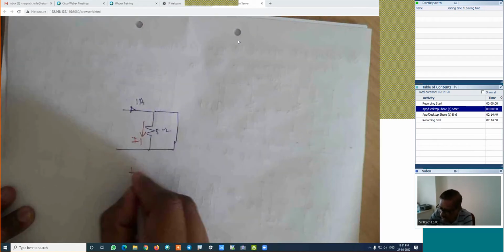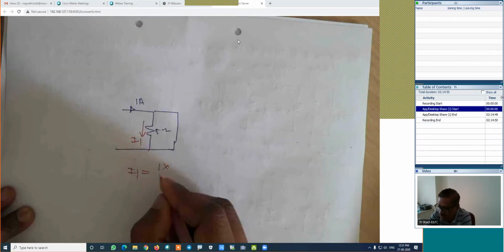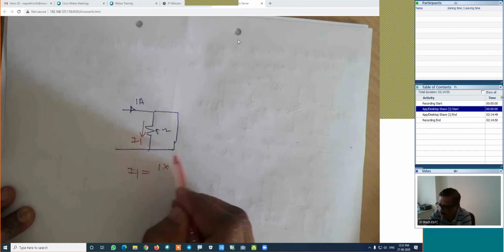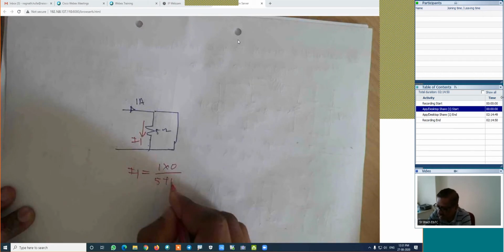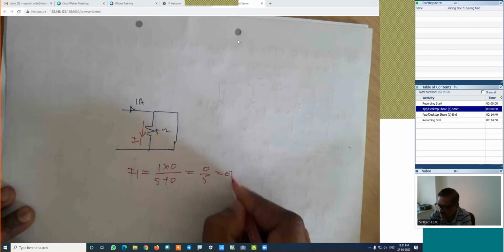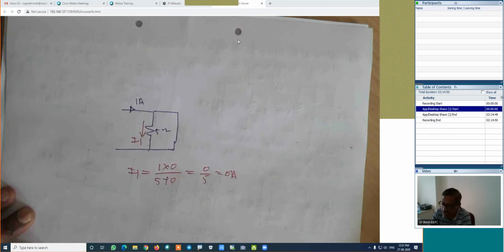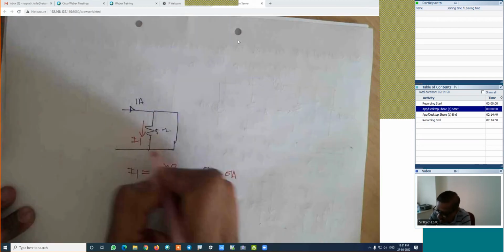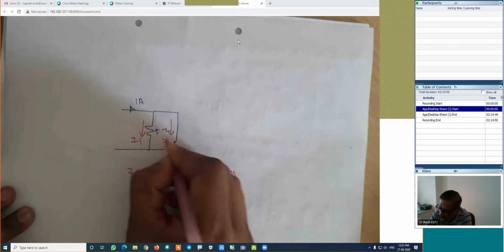Total current 1, into resistance of the opposite branch. To find the current in this, the opposite branch is 0, divided by resistance of both branches, 5 plus 0. How much is this value? 1 into 0, 0 divided by anything, the current is 0 amperes. I1 is 0. Now similarly calculate the current in this short circuit. I will call it I2.